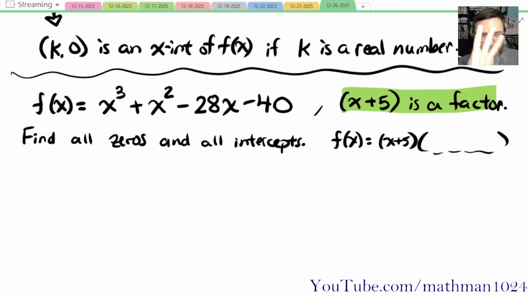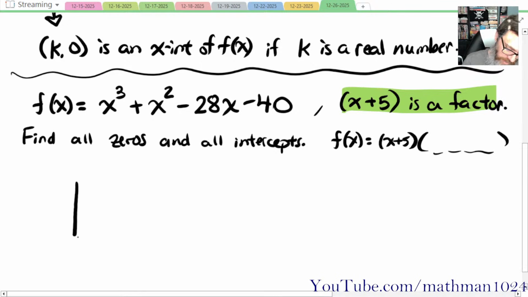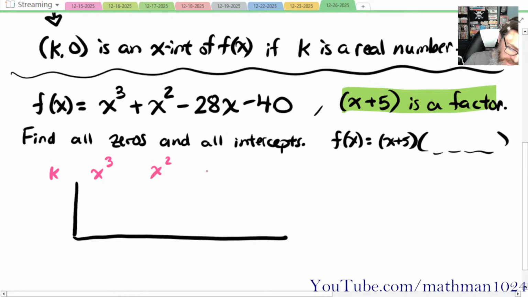So we have a degree 3. We expect there to be 3 solutions. Life doesn't get easy until I'm down to something that's quadratic. So by knowing a factor, I can do synthetic division, and it's going to turn this from degree 3 into degree 2, and life is going to be easy for me. So let's do that. Get my synthetic division set up. Get my headings, so that's k, x to the third, x squared, x, and my constant.